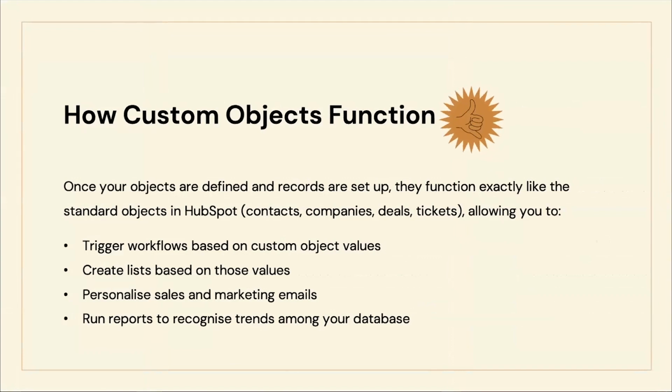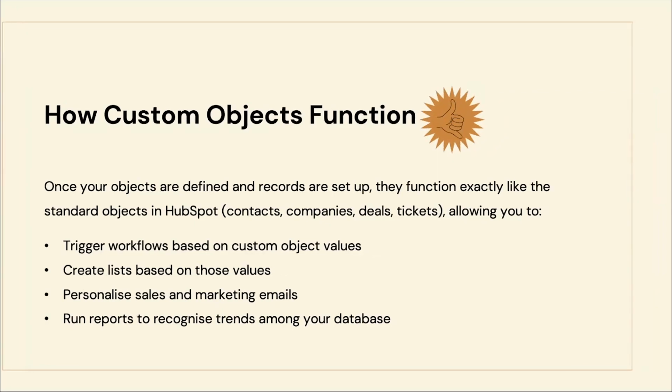So the custom objects function is defined and records and basically sets up anything to do with things like contacts, companies, deals, and tickets. It allows you to do a lot more than just capture the data. It also allows you to trigger workflows based on those custom object values. So based on what they're reporting on and what's coming in, you can trigger fantastic workflows that help automate your business. You can create lists based on those values, personalize sales and marketing emails off your custom object, and then run reports to recognize trends among your database by all of that exclusive, business-specific data coming in through the custom objects you've set up.